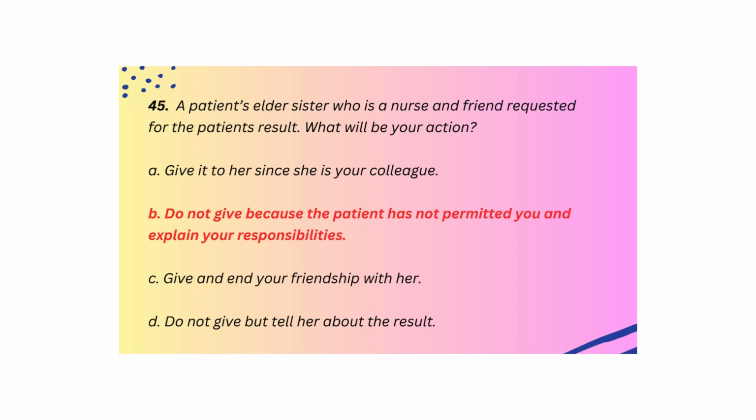Q45. A patient's elder sister, who is a nurse and friend, requested the patient's result. What will be your action? A. Give it to her since she is your colleague. B. Do not give because the patient has not permitted you, and explain your responsibilities. C. Give and end your friendship with her. D. Do not give but tell her about the result.